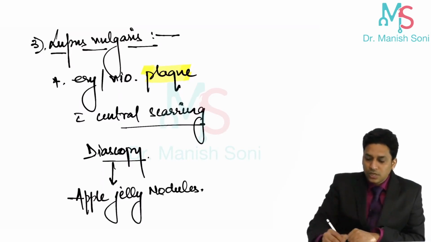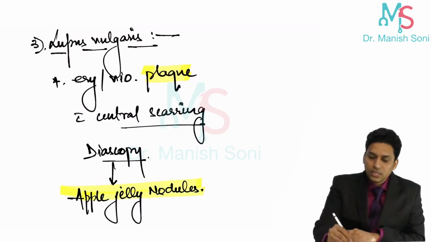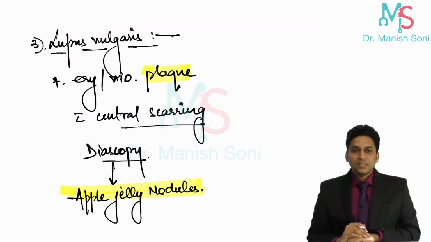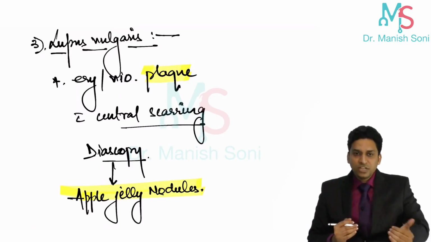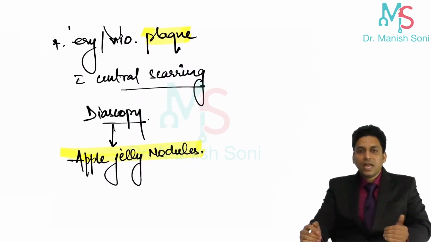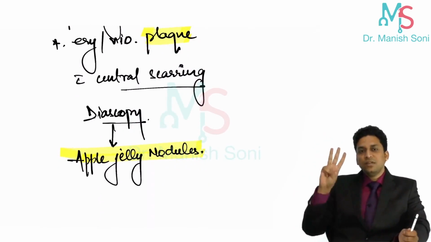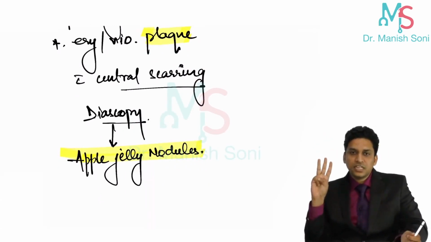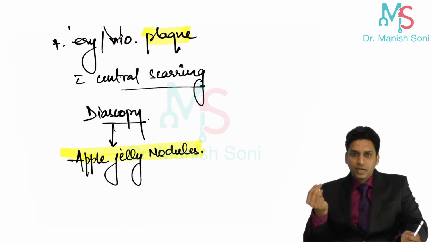Many times this question has been asked: apple jelly nodules are seen in. So golden brown apple jelly nodules at the periphery of the lesion. Always remember these three important points about apple jelly nodules: seen in lupus vulgaris, finding of diascopy, and they are seen in the periphery of the lesion. So central scarring, periphery, apple jelly nodules.